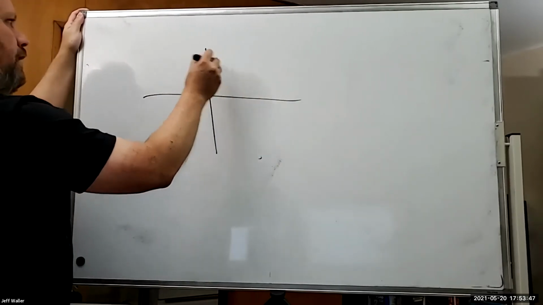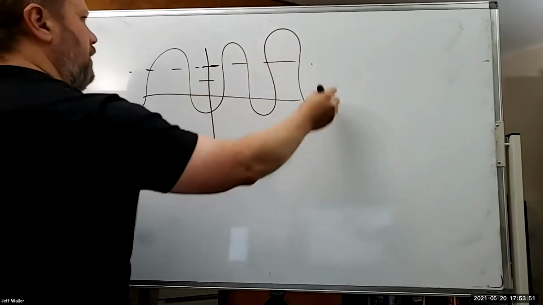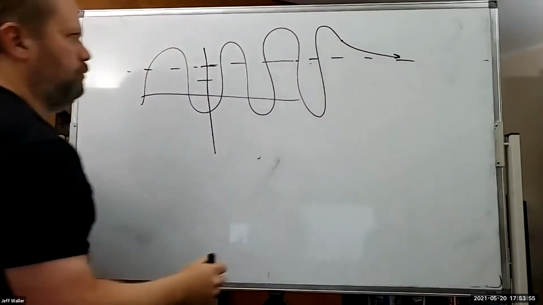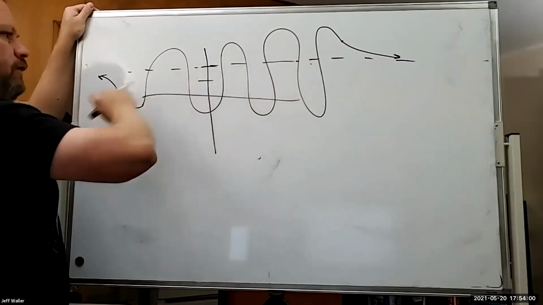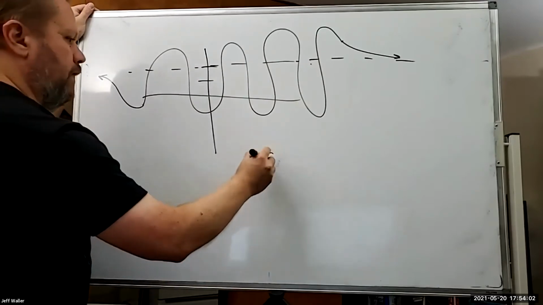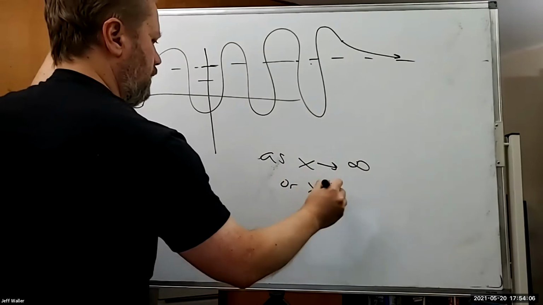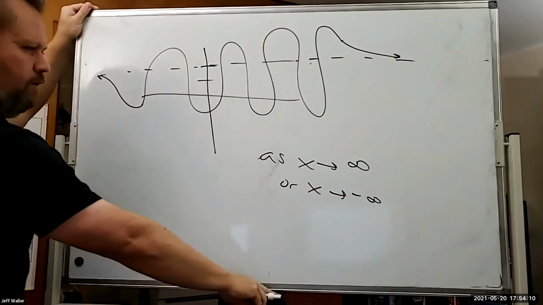So if my horizontal asymptote is 2, for example, my function can go like crazy, but it eventually has to start to go towards it. So it only cares about what happens when x gets big, positive or negative. It only matters as x goes to infinity or x goes to negative infinity. That's the only time it matters.